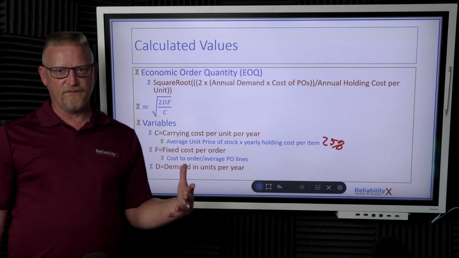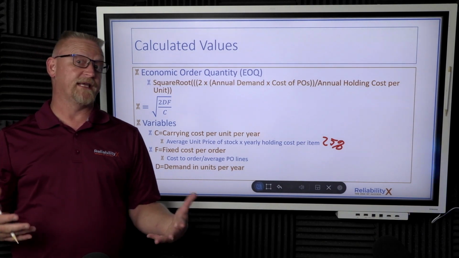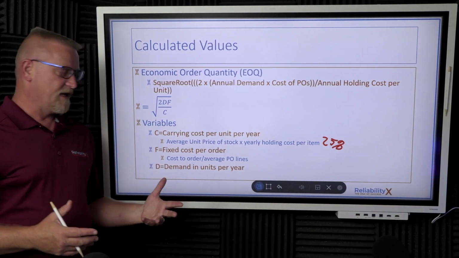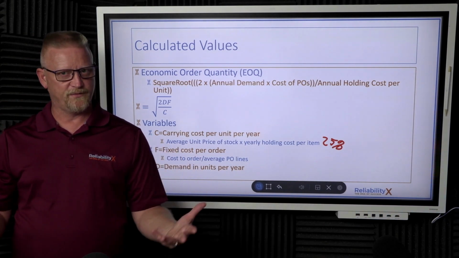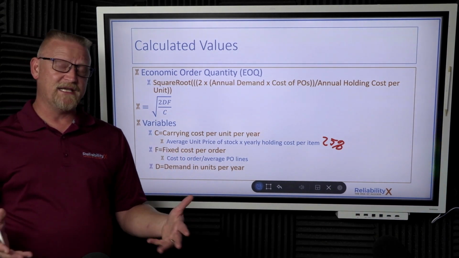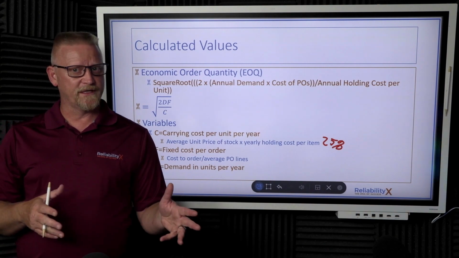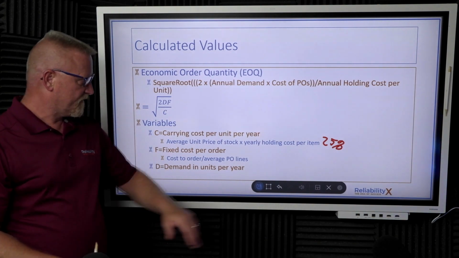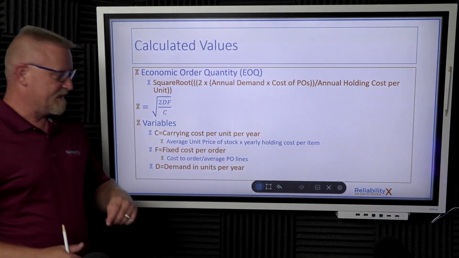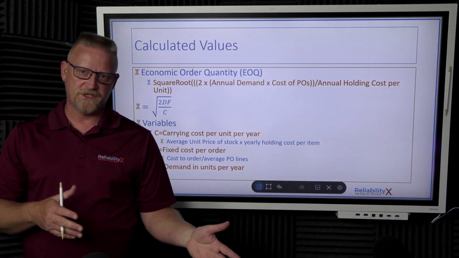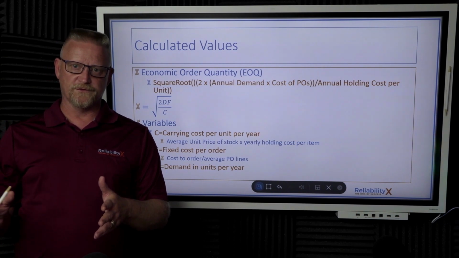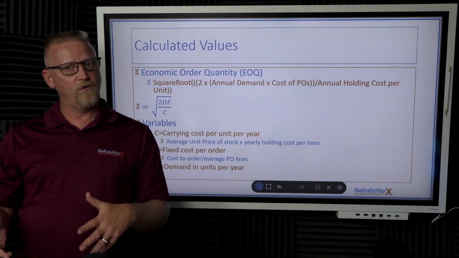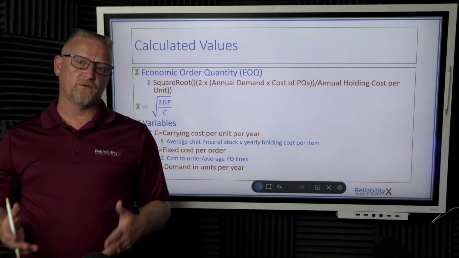The other variable here is how much does it cost to place an order. Oftentimes organizations just use some round number like $100 or $75 to place an order, but what does that really mean, and how do some organizations make a mistake here? So what it means is all of the costs associated with creating a purchase rec, walking it through approvals, converting it to a purchase order, and placing the order with the vendor.